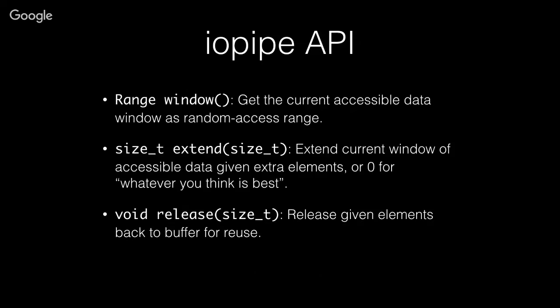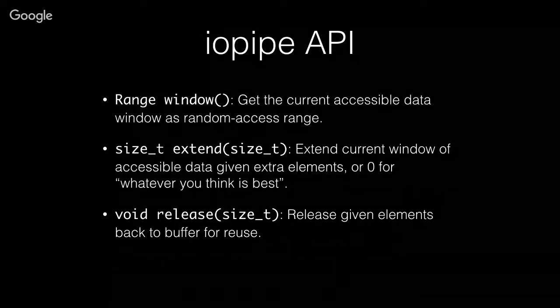You said something about random access? No. The window is random access. So the buffer's like an array. It's a random access range. Within the window, it's random access, right. It just allows indexing. What is it? Constant time access for indexing.